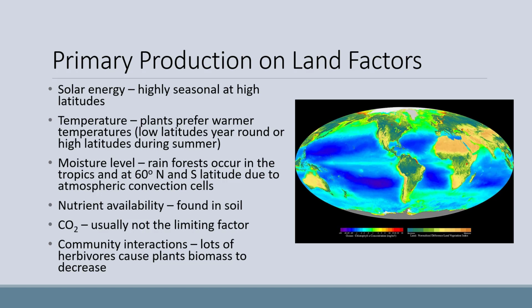Nutrient availability is also important. Nutrients are found in soil, and so soil quality affects the rates of photosynthesis. And then, of course, in the ocean, you see areas where there's higher nutrients due to upwelling or runoff. You see more photosynthesis there. CO2 is important, but is usually not the limiting factor. Finally, community interactions are also a consideration. If a community has lots of herbivores in it, this will cause plant biomass to decrease.